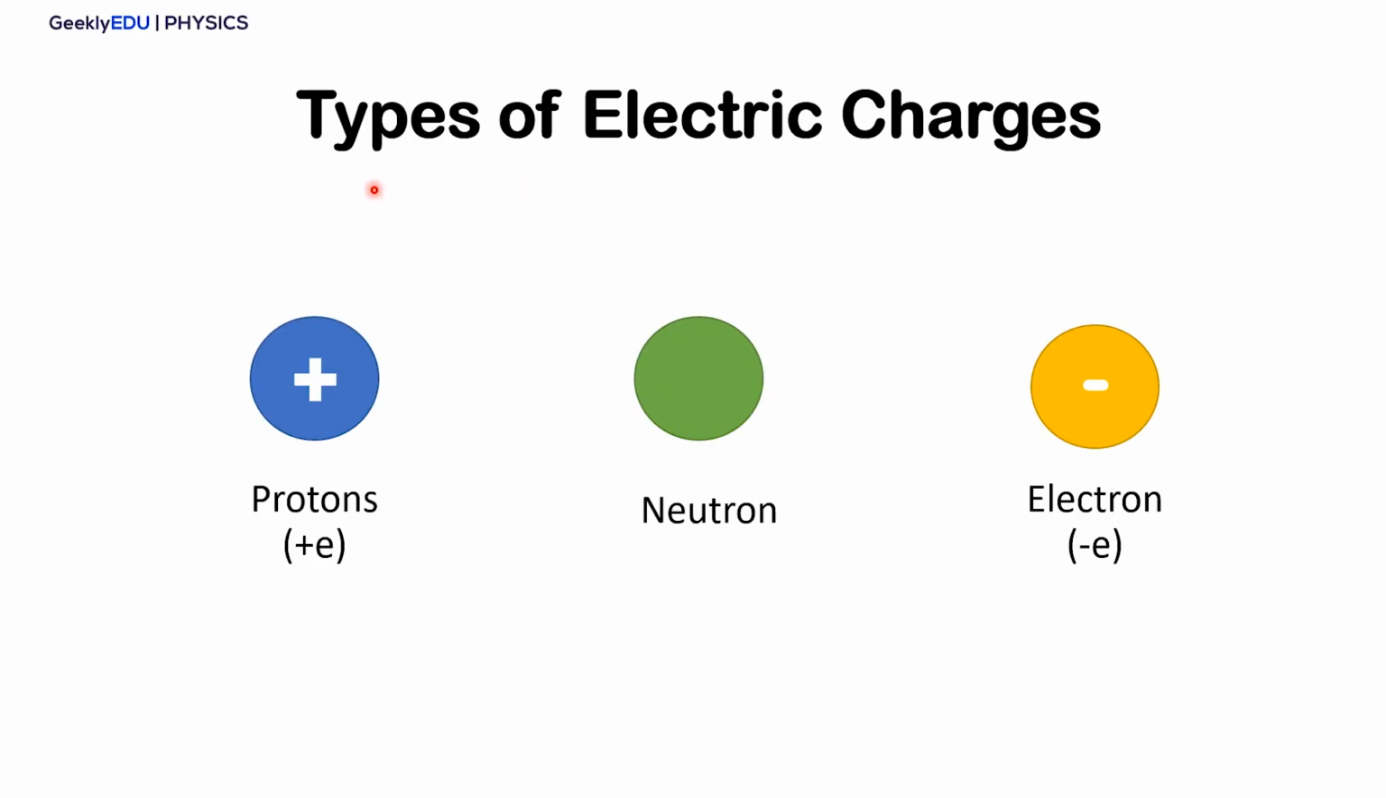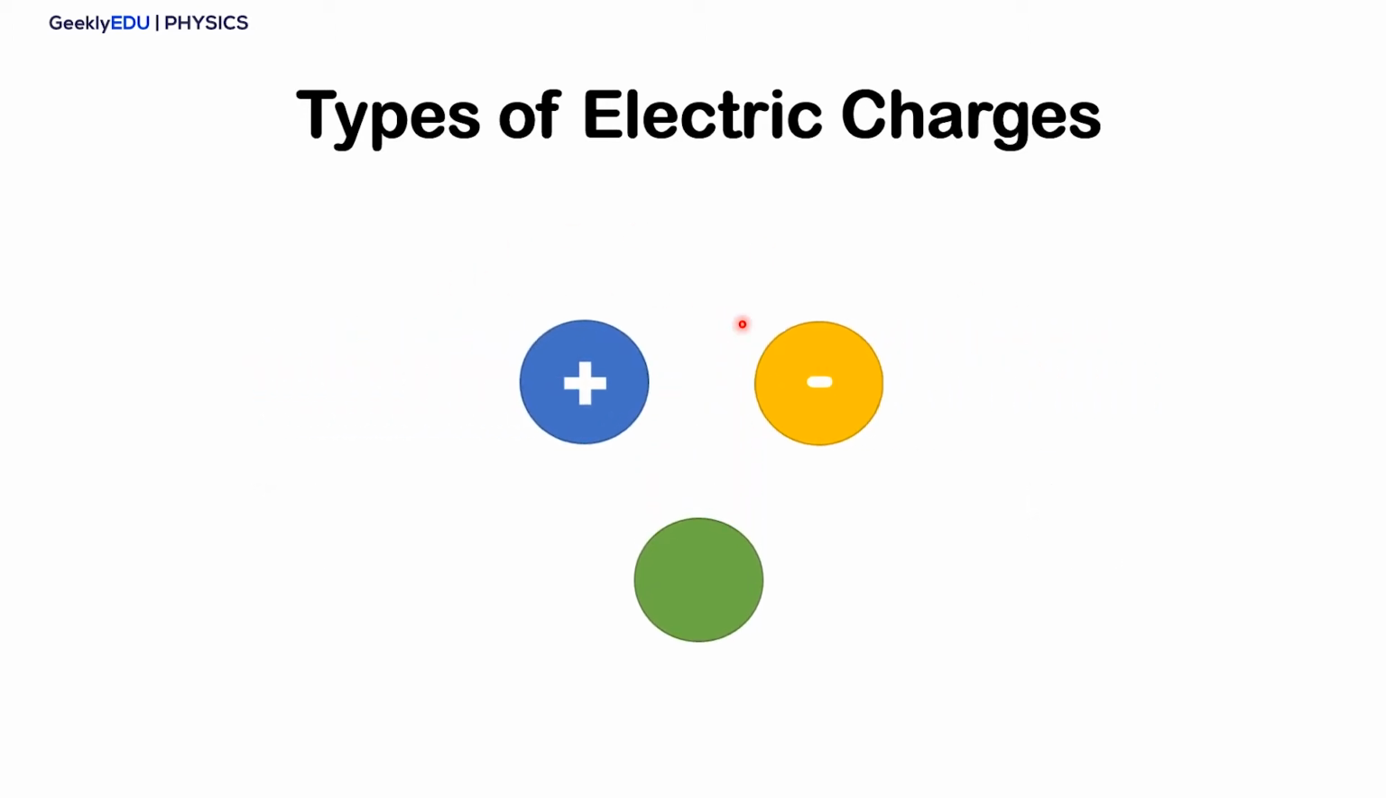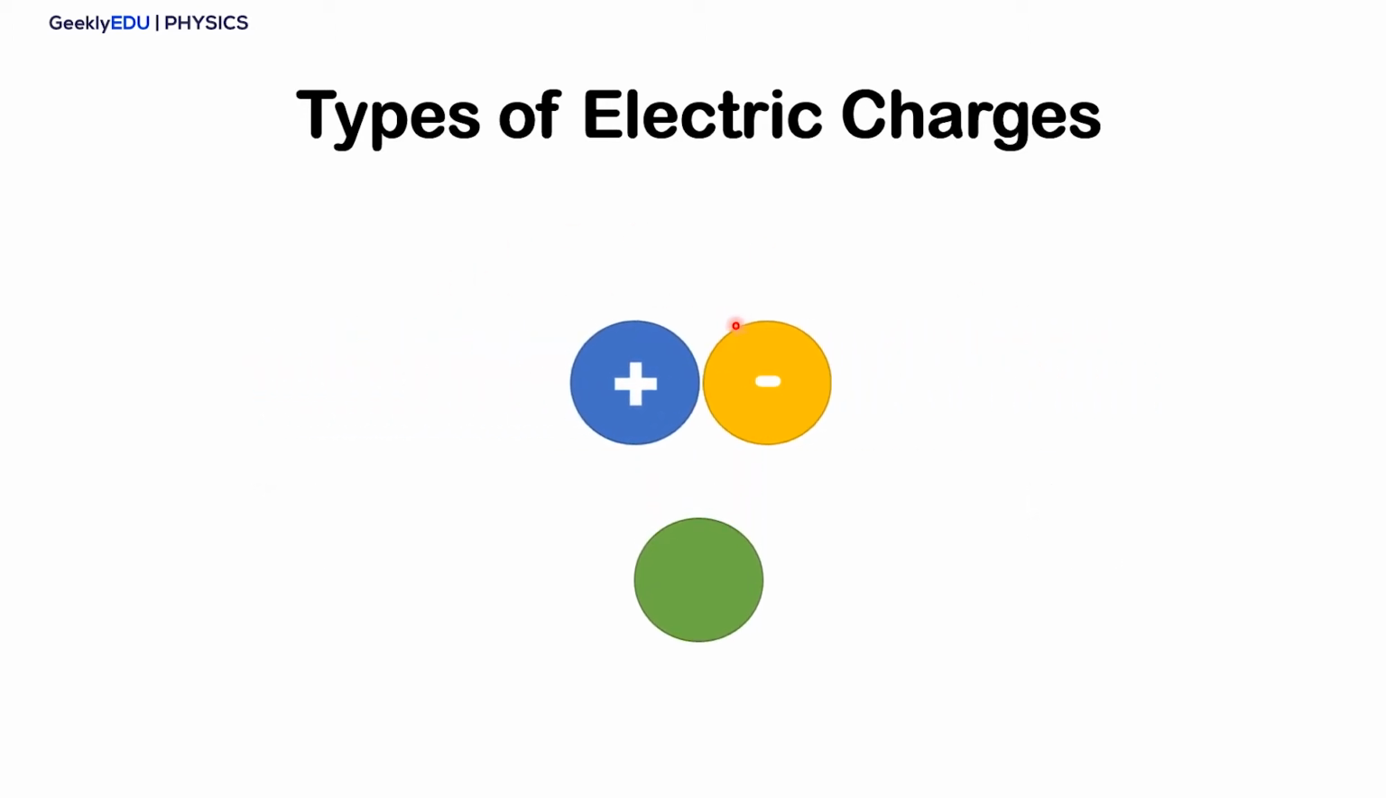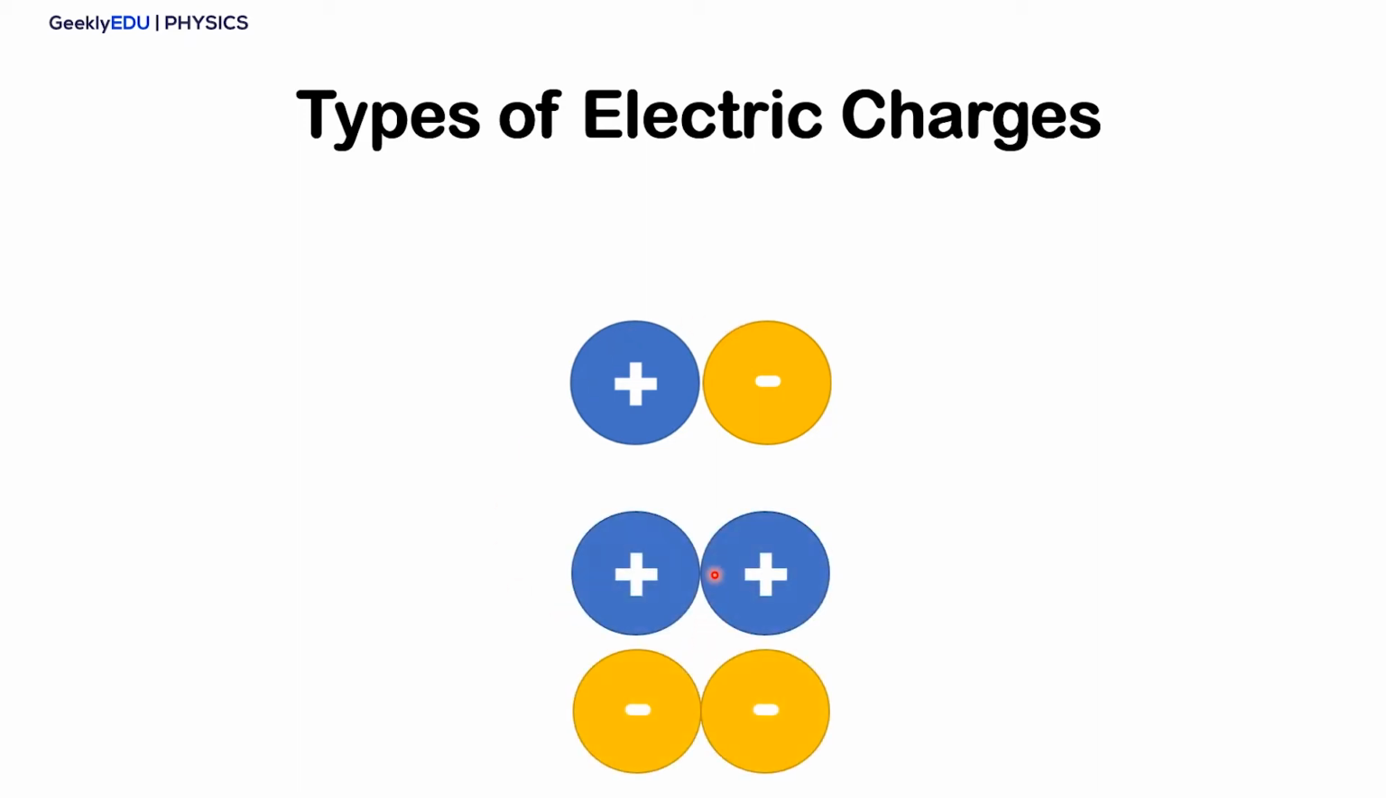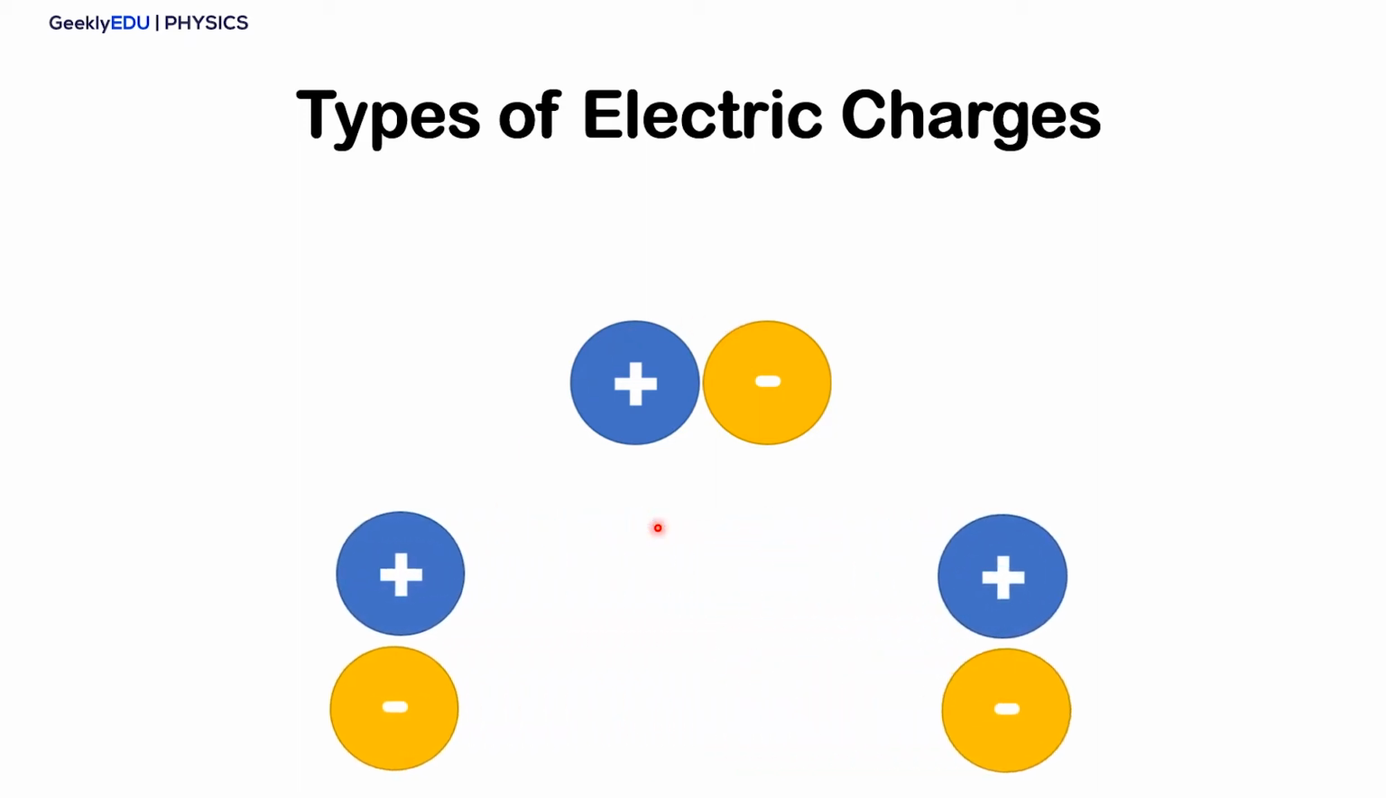Let's start talking about the types of electric charges we have. We have particles with positive charges, the protons. We have particles with negative charges, the electrons. And we also have some particles that have no charges. These are the neutrons. We also know that particles with opposite signs attract each other. On the other hand, particles with the same charges tend to repel each other.